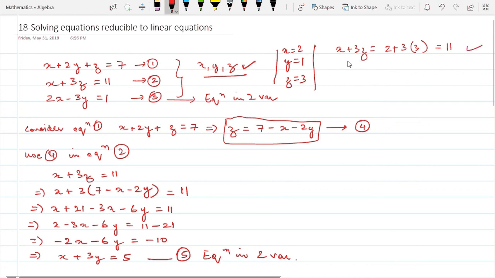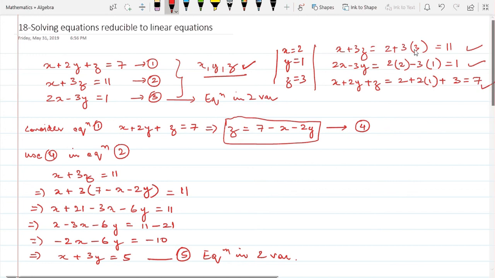Let me see equation 3. It says 2x minus 3y. What is 2x minus 3y? 2 into x is 2, minus 3 into what is y? y is 1. This is equal to 1. This is also matching. Now let's check the first equation, which is x plus 2y plus z is equal to x is 2 plus y is 1 plus z is 3. So 2 plus 2 is 4 plus 3 is 7, and this is also right. So this, my friends, is the final solution to this question.